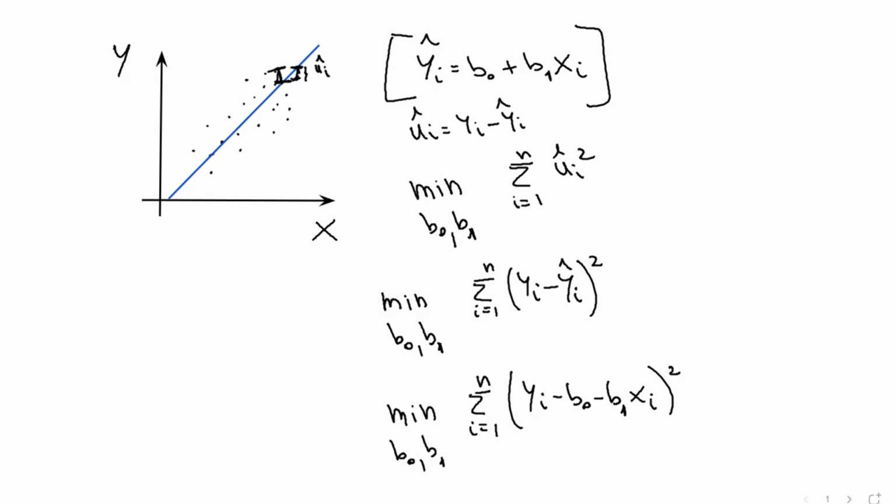And this is the function that we're going to have to solve. This is the problem that we're going to have to solve. The question that we have in mind here is: what's the b0 and the b1 that help us minimize this error that we're making in our predictions? So this is the problem that we have to solve, and we're going to solve it in a future video.